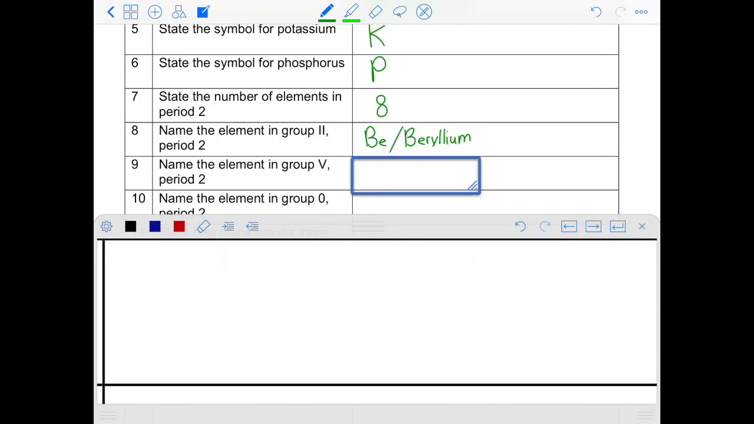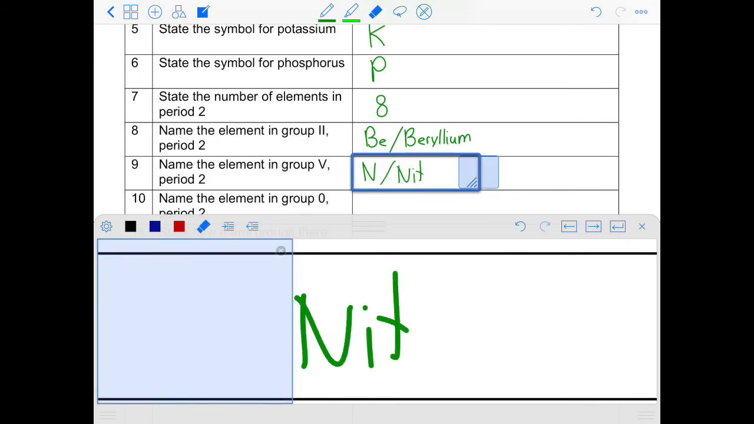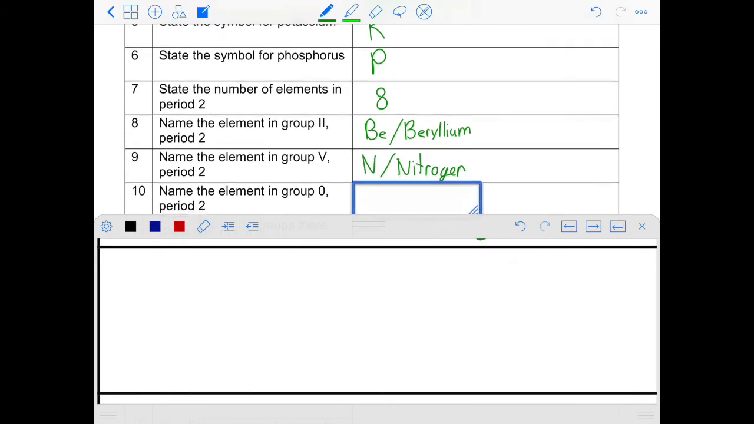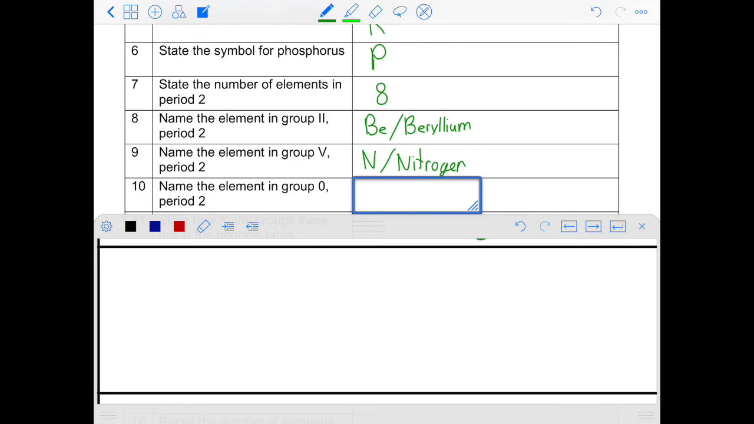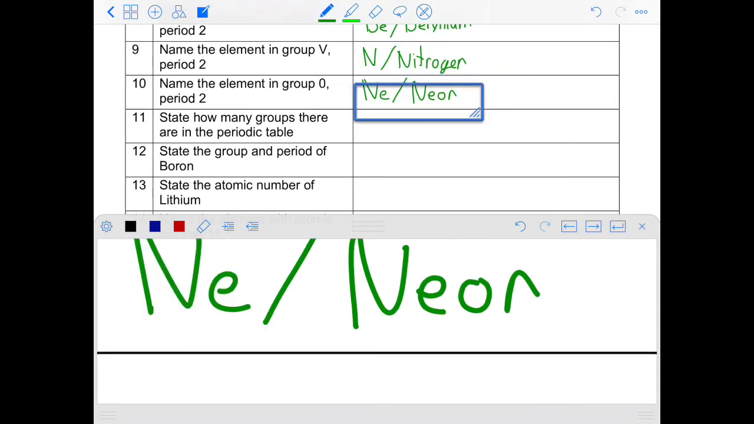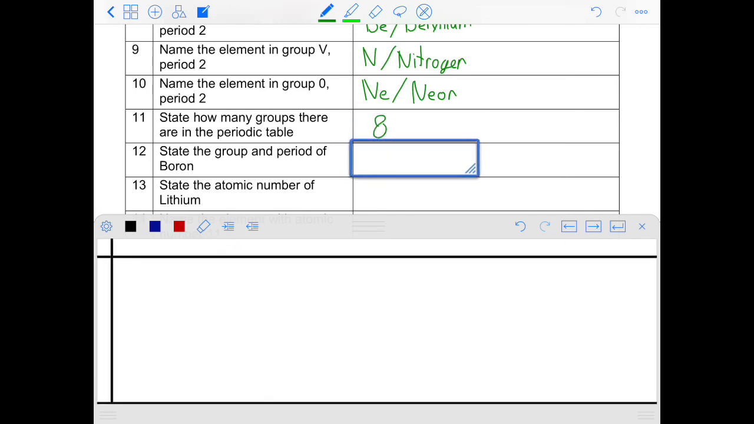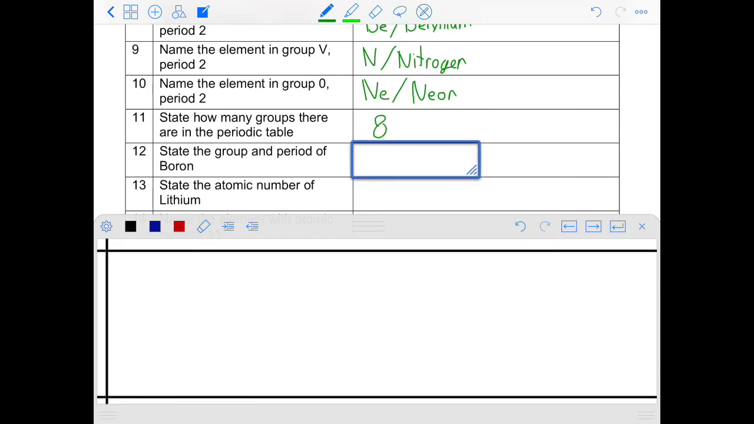The element in group 5, period 2 is nitrogen. Again, if you've just done the symbol, that's all right, or if you've written out nitrogen. The element in group 0, period 2 would be neon. So Ne or neon. How many groups are there in the periodic table? There are 8 groups. Boron is in period 2, group 3.